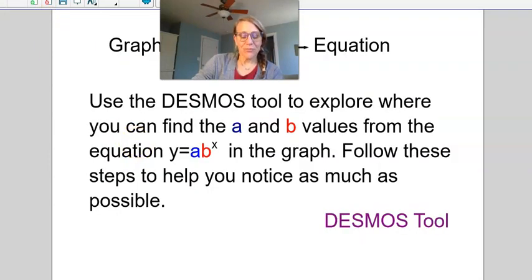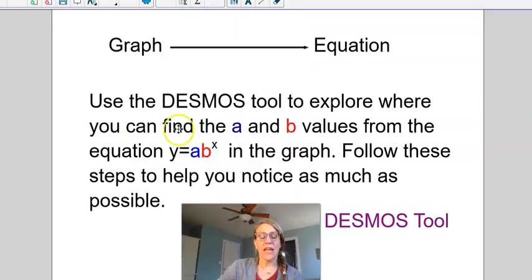Next thing, we want to be able to look at a graph and go to an equation from the graph. This can be a little bit challenging. So I'm going to give you some things that are going to help you kind of see what's happening. And I want you to just explore. And if you don't get it right away, it's okay. It's just fine.